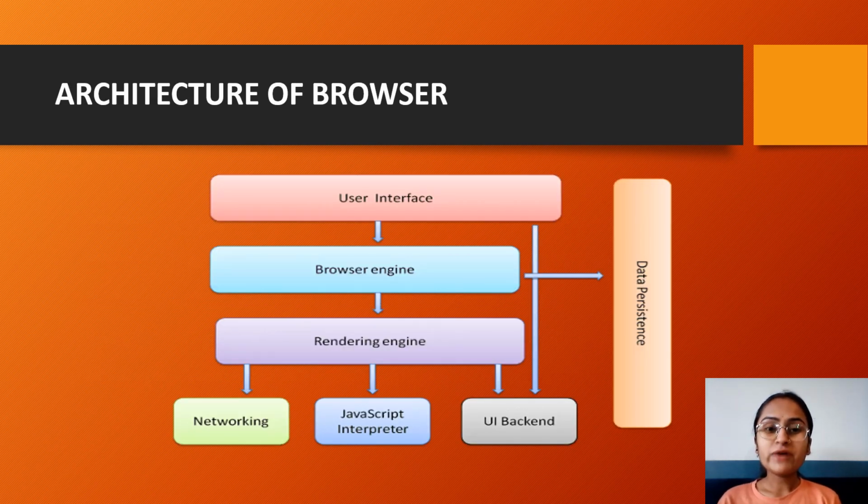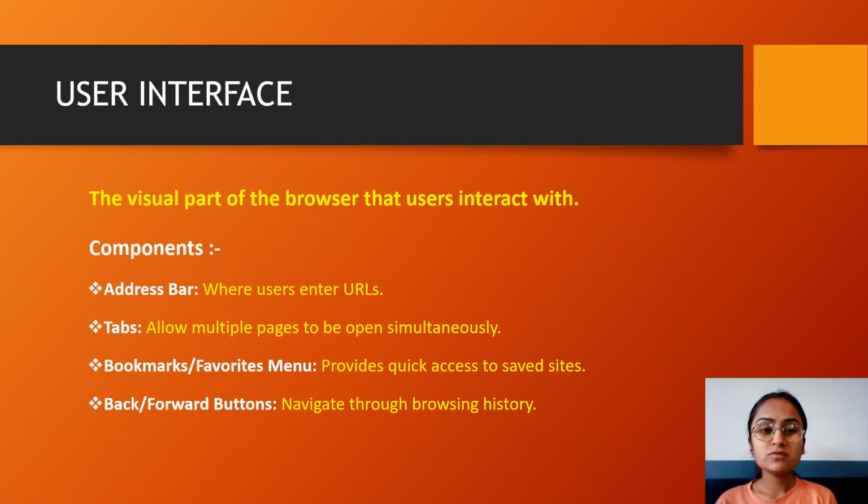Now, let's talk about the architecture of a browser. Here we have the user interface, browser engine, rendering engine, networking, JavaScript interpreter, UI backend, and data persistence. Let's talk about all of them. First of all, the user interface. The visual part of the browser that users interact with is known as the user interface. Its components include the address bar where users enter URLs, tabs that allow multiple pages to be open simultaneously, a bookmarks and favorites menu that provides quick access to saved sites, and back and forward buttons which navigate through browsing history.